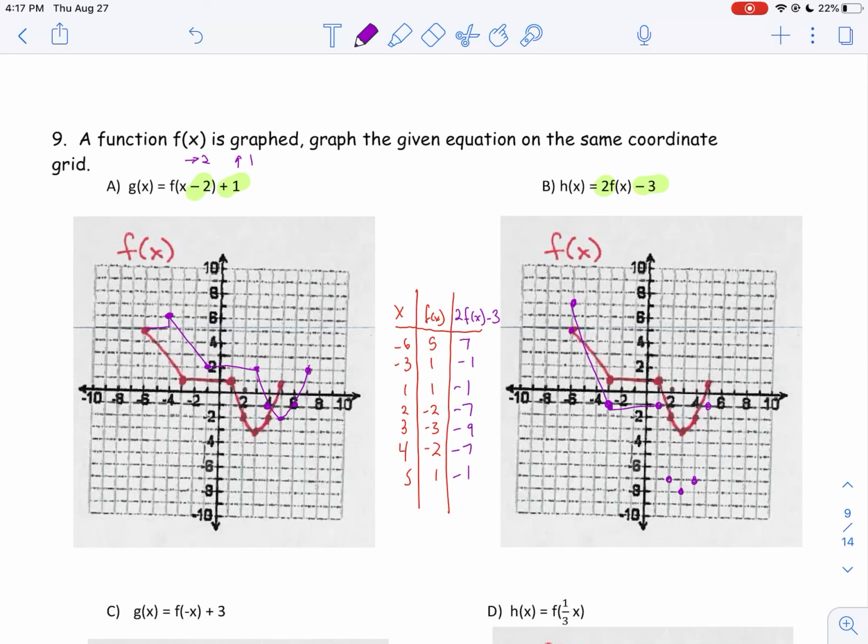And you see that this has been stretched in the vertical direction times 2. It's also been shifted down 3, but with that stretch, sometimes it makes it look like it went up, like right here.